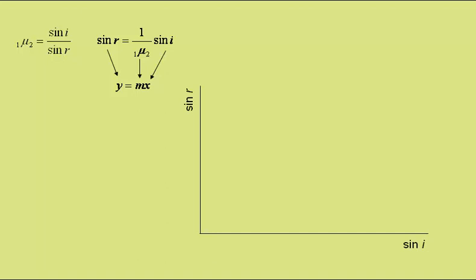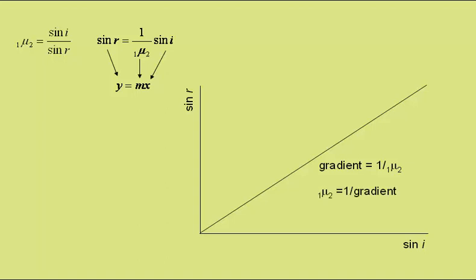If we compare this with the standard equation of the straight line through the origin graph, y equals mx, we can have sine r as our y value, 1 over the refractive index as our gradient m, and sine i as our x value. So if we plot a graph of sine r against sine i, we should get a straight line through the origin, and its gradient will be 1 over the refractive index, or refractive index is equal to 1 over gradient.